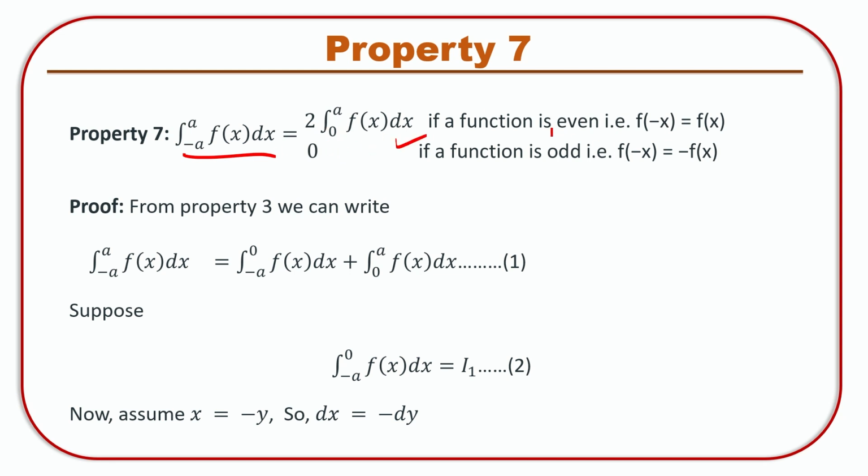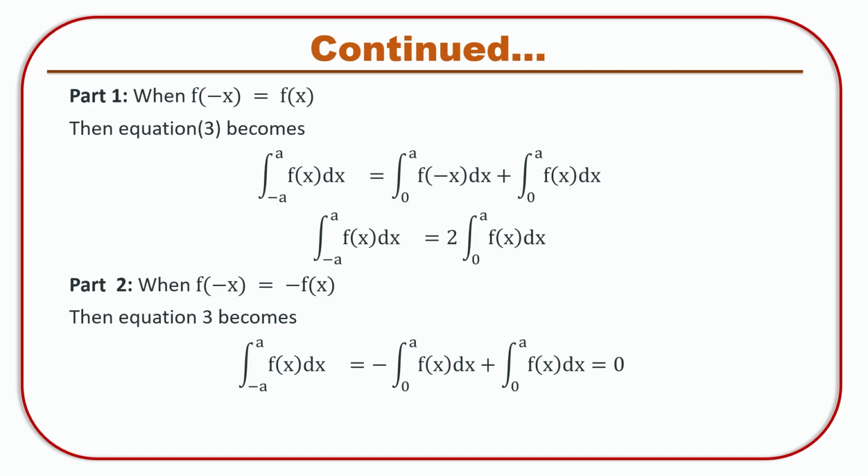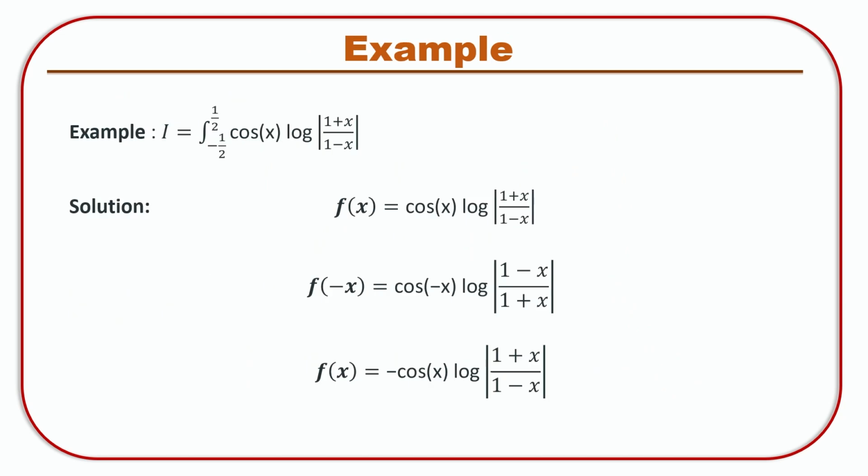Now property 7: the integral from minus a to a of f x dx equals twice the integral from 0 to a of f x dx when the function is even, that means f(minus x) equals f x, and 0 when the function is odd. And the proof is similar to the previous properties. Using those properties, you will see that the proof is easy to go. So go through these proofs as they have been elaborated for you, and you will find that this is the easiest one.